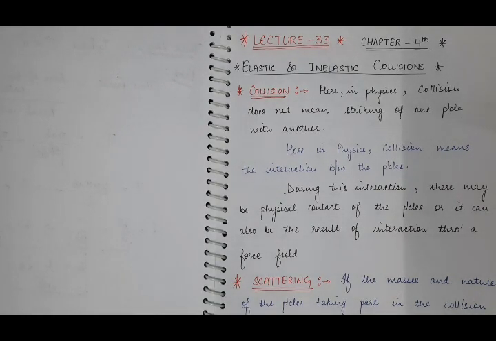But in physics, collision doesn't only mean the striking of one particle with another, actually it is the interaction between the particles. In physics, collision is termed as the interaction between two particles, and this interaction may be the result of physical contact between the particles, or it can result from interaction at a distance. That is, there might be interaction between the two particles because of the force field.